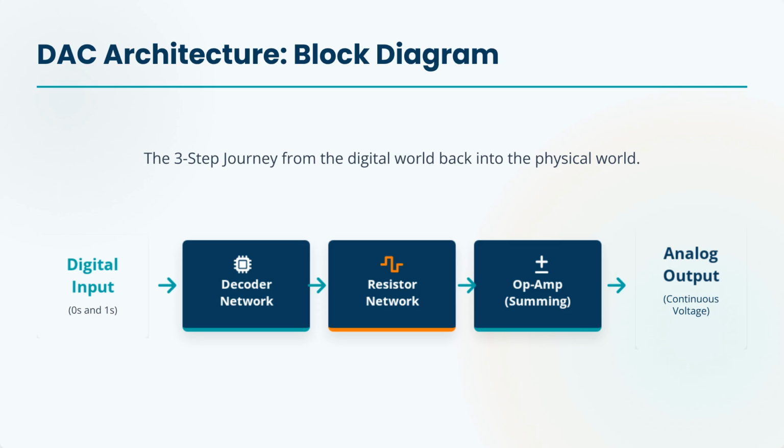The DAC process involves a three-step journey. Digital input, consisting of zeros and ones, goes through a decoder network, then a resistor network, and finally an op-amp before outputting a continuous analog voltage.